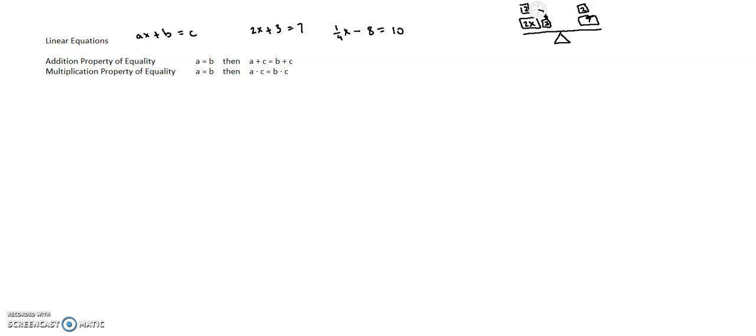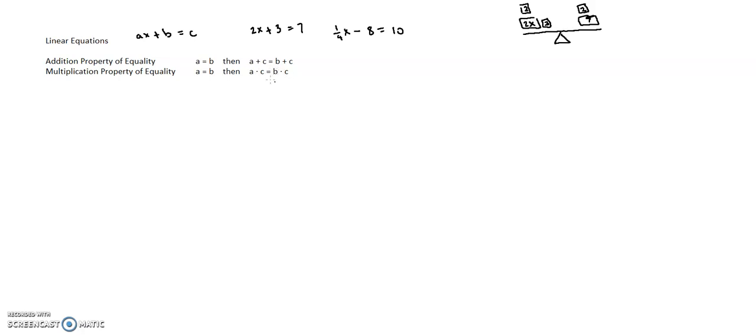I could put the 2 and the 3 block together. I could put the 2 and the 7 block together, or, whatever. Doesn't have to be that. Okay, so that's the idea for the addition property, is that I can add or subtract the same amount from both sides. The multiplication property says that I can multiply both sides.